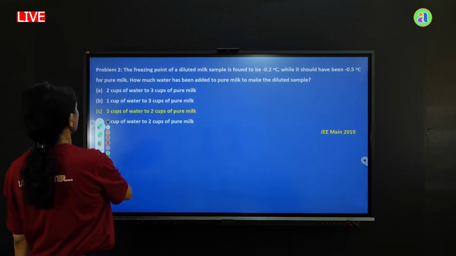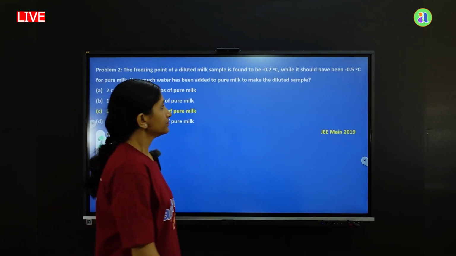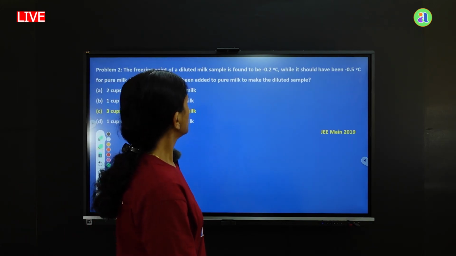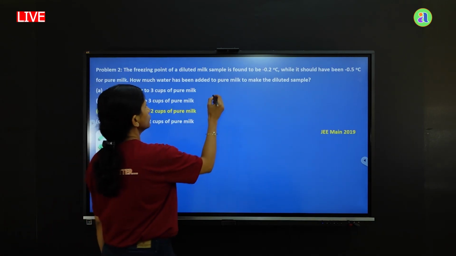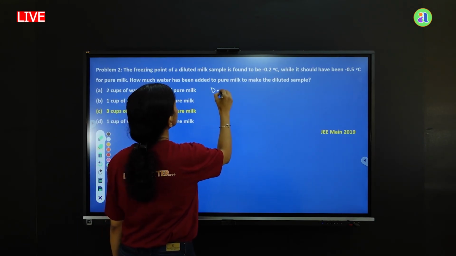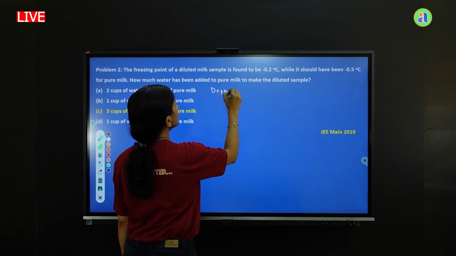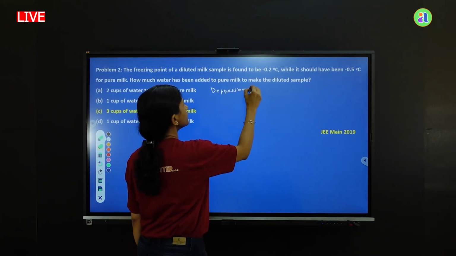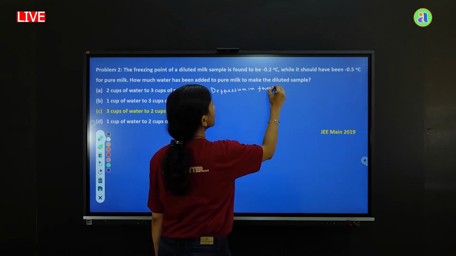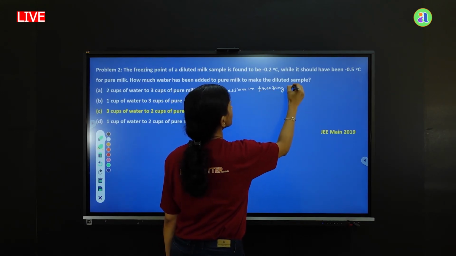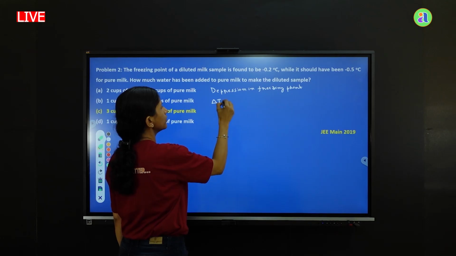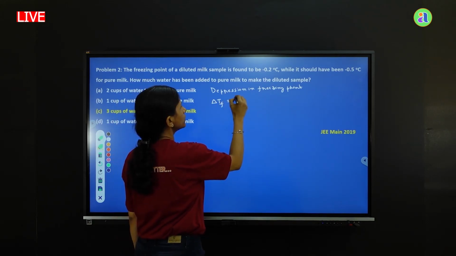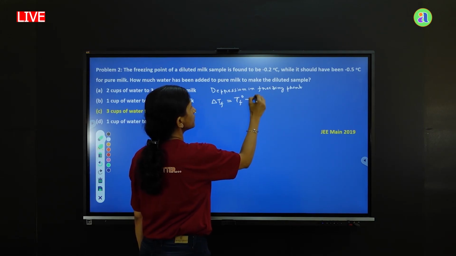So we have to focus on the information that actually is given, and based on that we can solve the problem. So we know that the depression in freezing point, that is delta TF, can be written as TF0 minus T or TF.